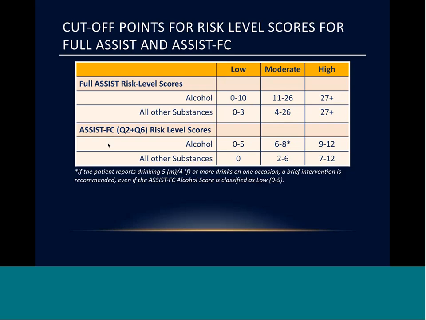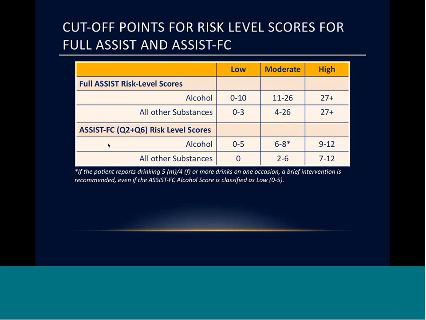So then we looked at cutoff points. A variety of cutoff options were examined, and we employed a recently developed ROC-based metric that allowed for optimal threshold determination with the 3 ordinal classes. So you can see here the low risk cutoff for alcohol is 0 to 10, other substances 0 to 3, and that's for the full ASSIST. And for the ASSIST FC, with just the 2 questions, it is 0 to 5 for alcohol and 0 for low risk for the other substances.